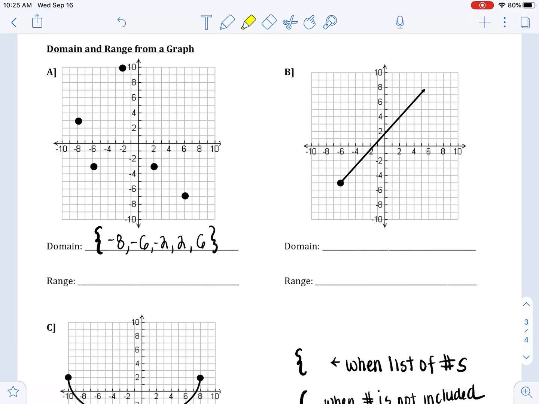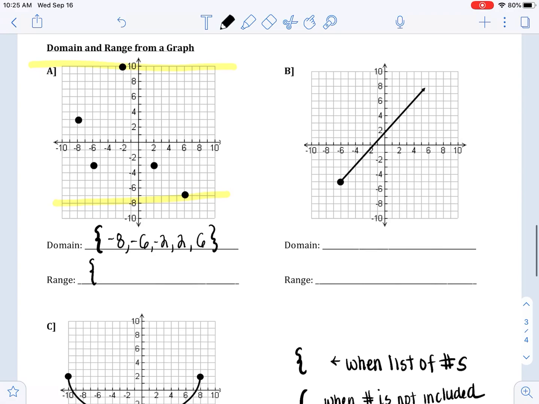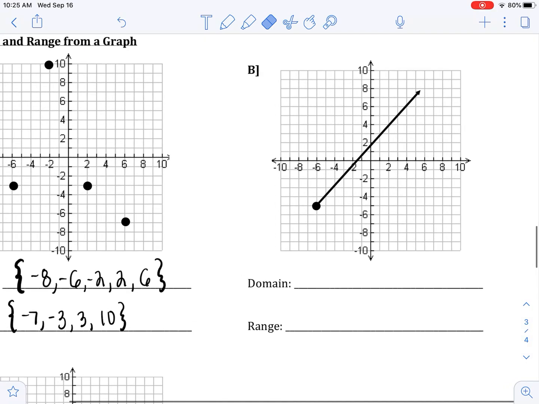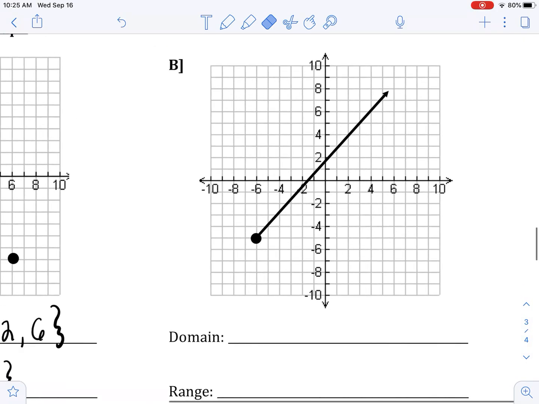Now for my range, I want the lowest my graph goes to the highest my graph goes. So here's the lowest and here's the highest. First, I have to ask myself, is it all values in between those two values? Absolutely not. So I'm going to use curly brackets. So the lowest my graph goes is -7. And then the next lowest is right here, which is -3. The next lowest, +3. And the last one, the highest, is 10. So those are the list of my x and y values. Okay? All right, let's check out the second one.